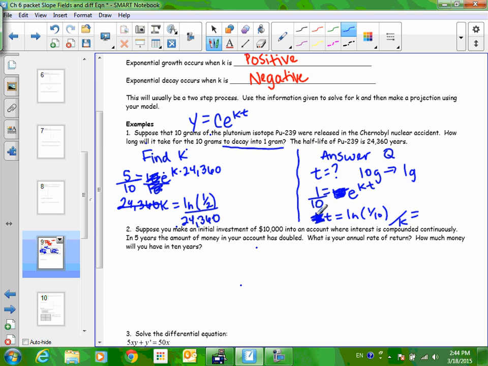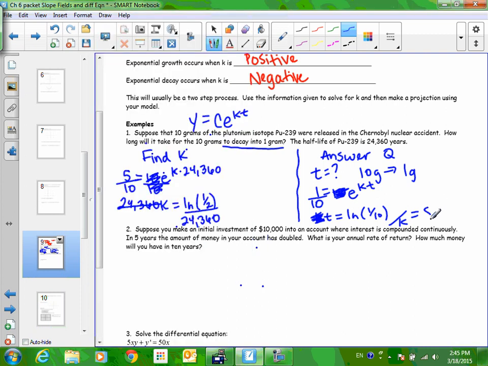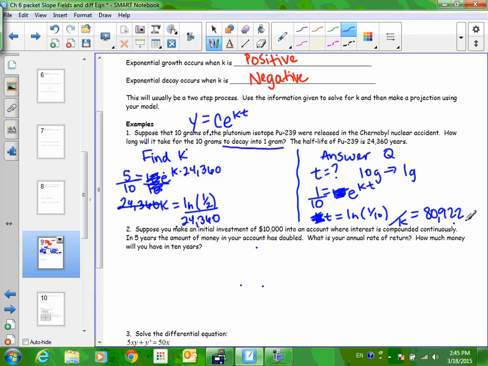If you want to use the solve feature, of course you could. So in the calculator, I'm going to do natural log again of 1/10, or you could do 0.1 if you wanted, divided by alpha K. And I get 80,922,168 years. Is this reasonable?